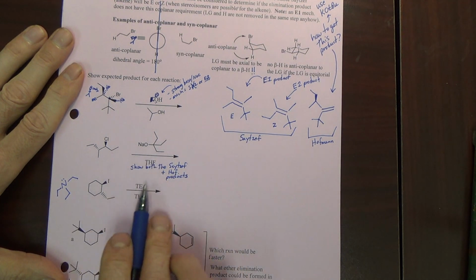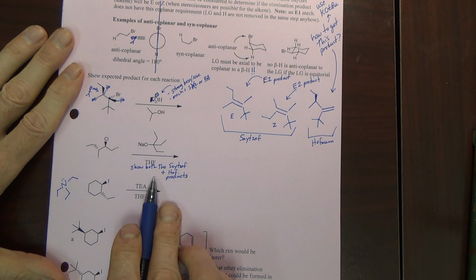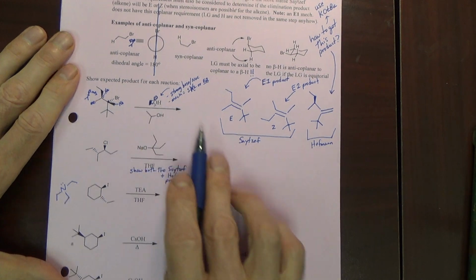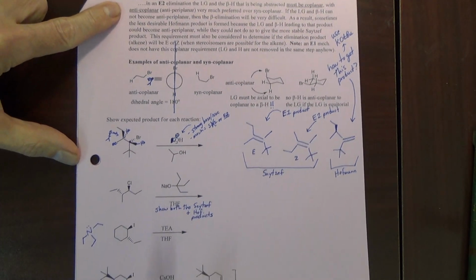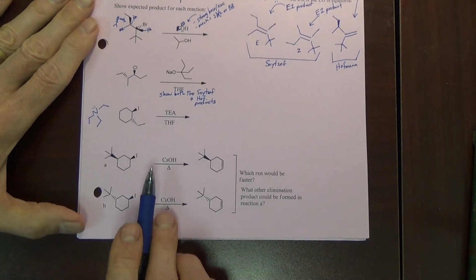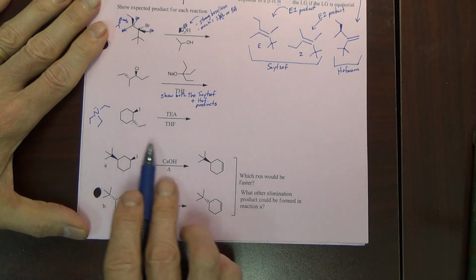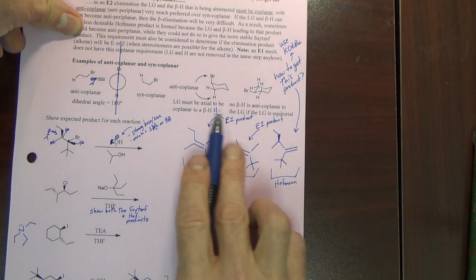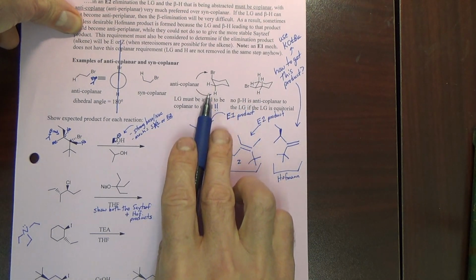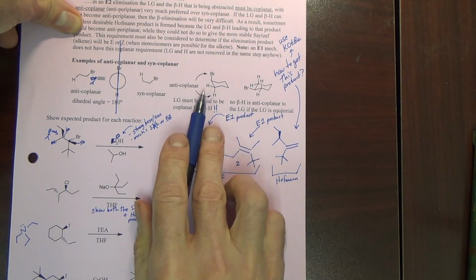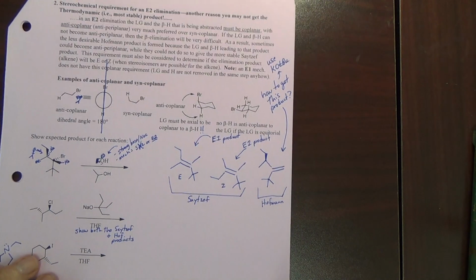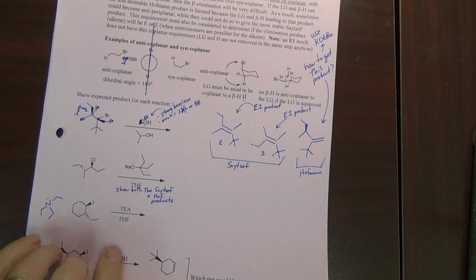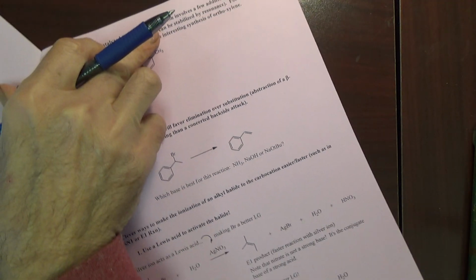Alright, so for this one, keep in mind, just like here, we have a stereochemical requirement. Also, think about the stereochemical requirement down here. These are rings. Again, remember the leaving group, how it needs to be oriented. So some to work on there.